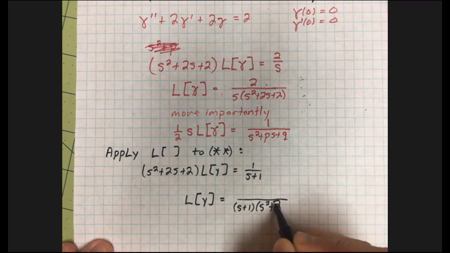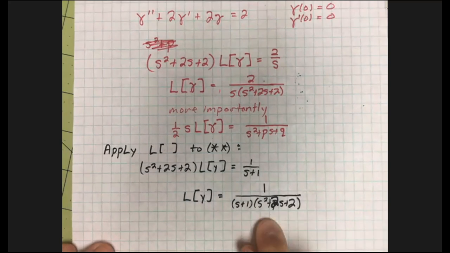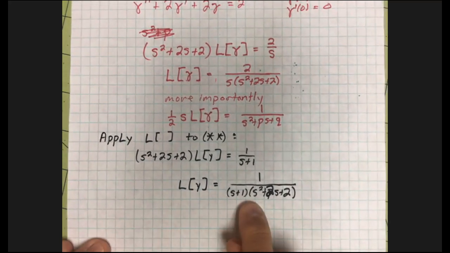I keep wanting to say P and Q. 2S plus 2, because I'm talking about a specific problem. Now, let's take stock of where we are. This is the Laplace transform of the answer. There can't be anything better than that.